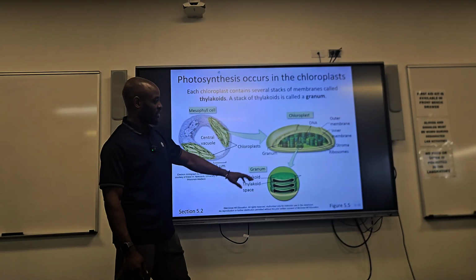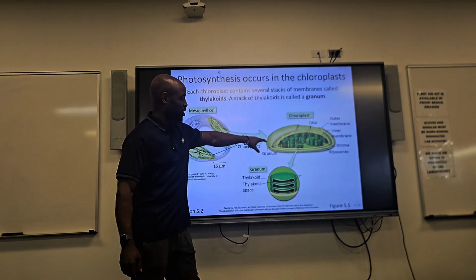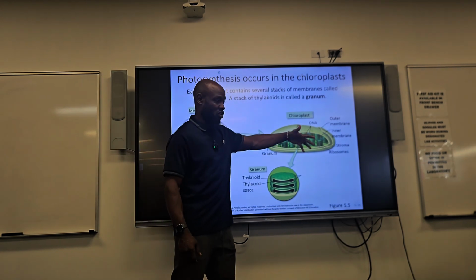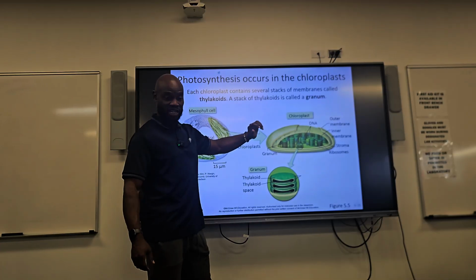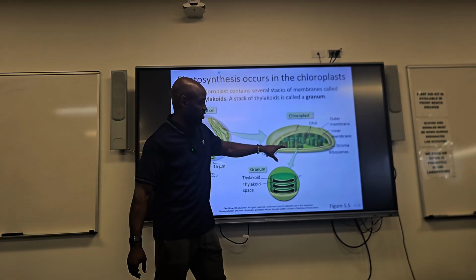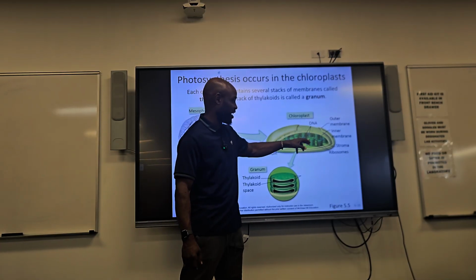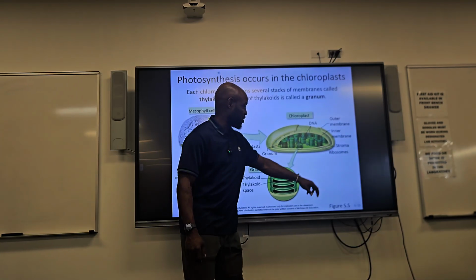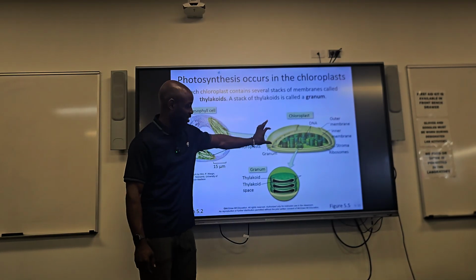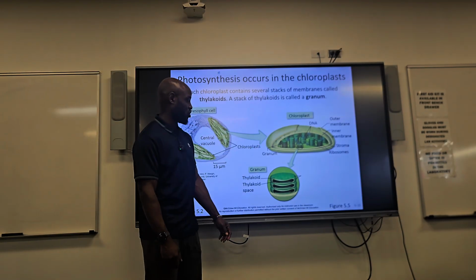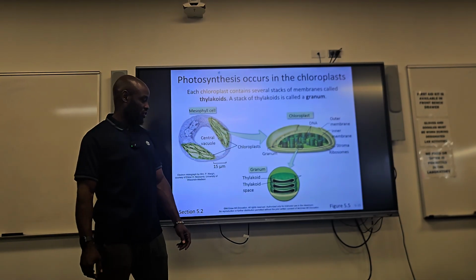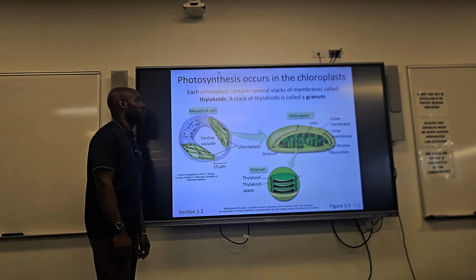So chloroplast is a membrane-bound structure. Remember, that's a eukaryote. All eukaryotes have membrane-bound organelles. Inside that chloroplast, we have some DNA, we have some stroma, we have some ribosomes. And these structures inside are called the granum, which are made up of stacks of the thylakoids. All right?